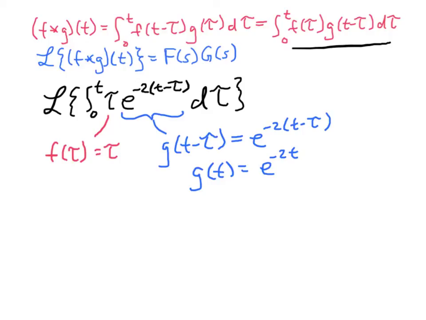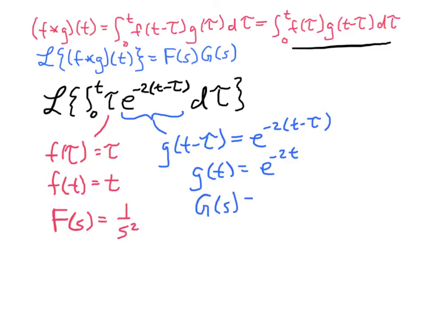So now we can take the Laplace transforms of each of those. I'm really messing up my t's and taus here. So f of tau equals tau, so f of t equals t. Then capital F of s is the Laplace transform of t, which is 1 over s squared. And then the Laplace transform of e to the minus 2t is 1 over s plus 2.